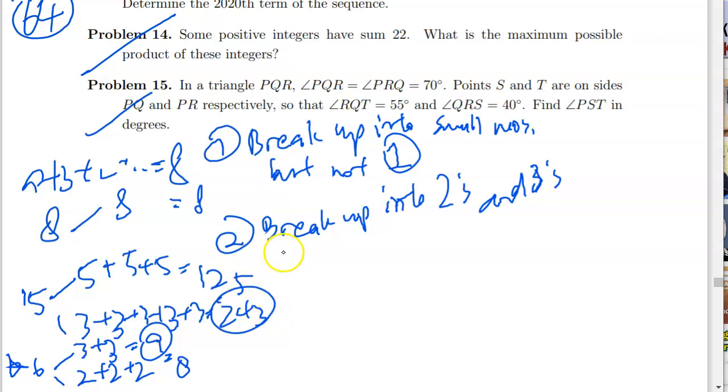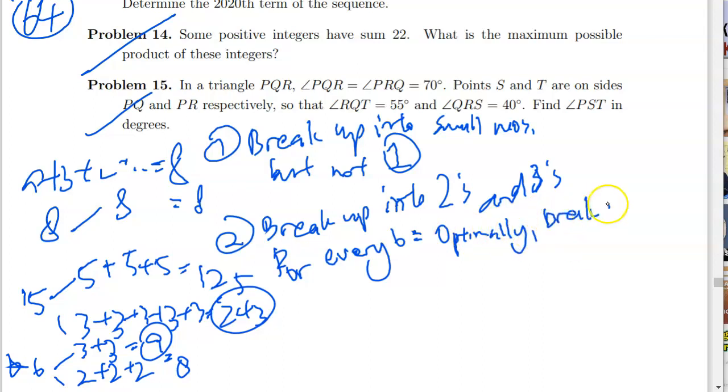Okay, and then if we are not sure of how many 2s or how many 3s to break a number into, because 6 is a multiple of 2 and 3, for every 6 we will have what? Optimally, at best break into 2 3s. Okay, I hope you get an idea of what I'm writing over here. So optimally break it into 2 3s.